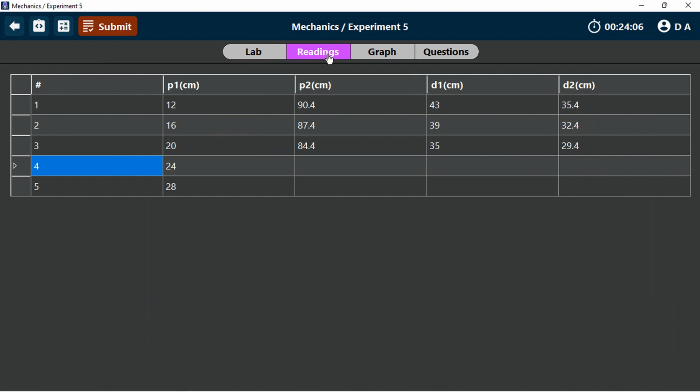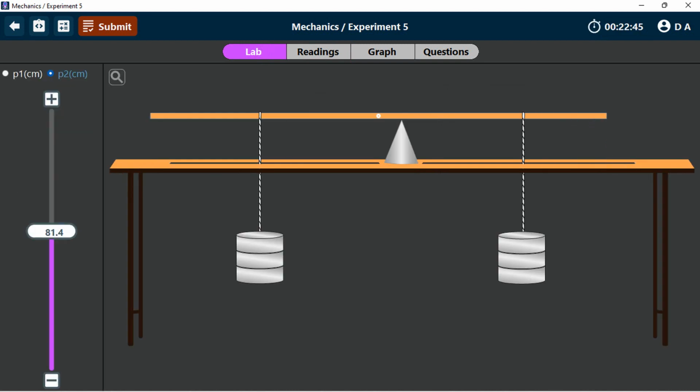So we go back here and we set this to be 81.4. So what's D1? D1 is 55 minus 24, and that will give 31. Then what about D2? D2 will be 81.4 minus 55, and that will give 26.4.